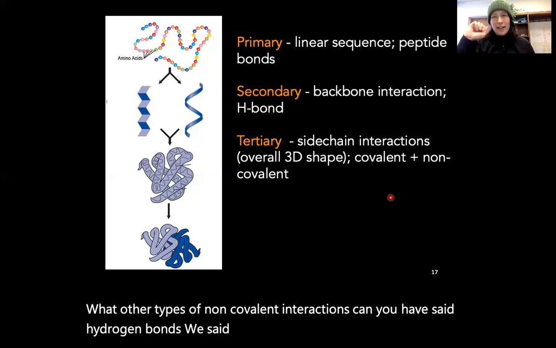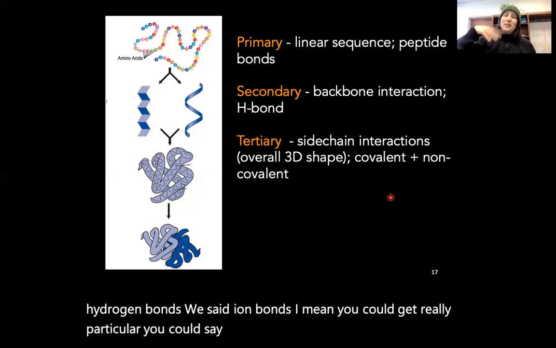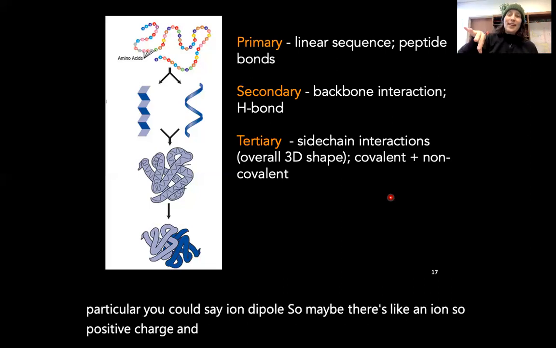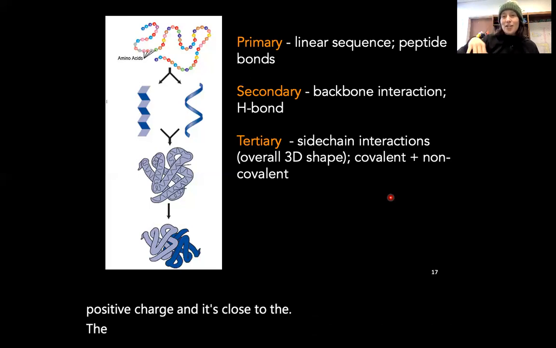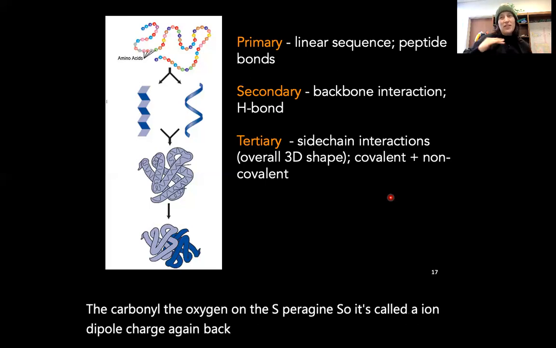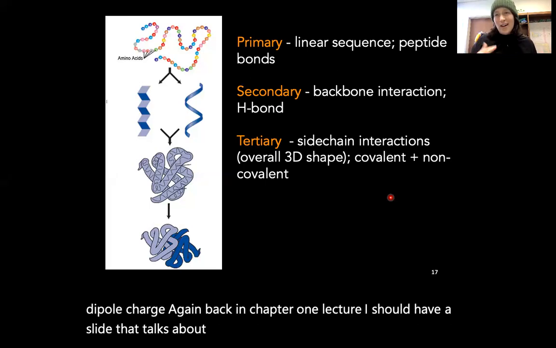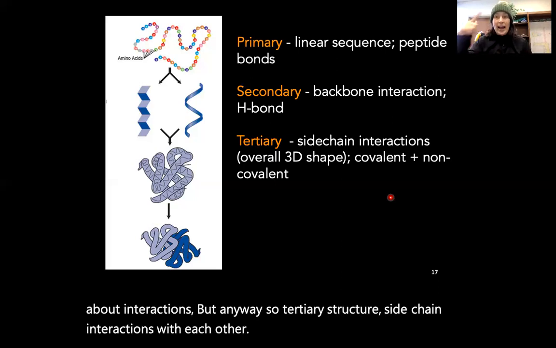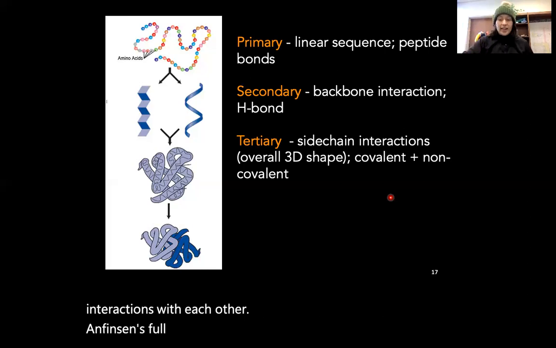I mean, you could get really particular. You could say ion dipole. So maybe there's an ion, a positive charge, and it's close to the carbonyl, the oxygen on the asparagine. So it's called an ion dipole charge. Again, back in the chapter 1 lecture, I should have a slide that talks about some of those other, not as commonly talked about, interactions. But anyway, so tertiary structure is side chain interactions with each other. Anfinsen's fold, and then quaternary structure, we'll get to quaternary.